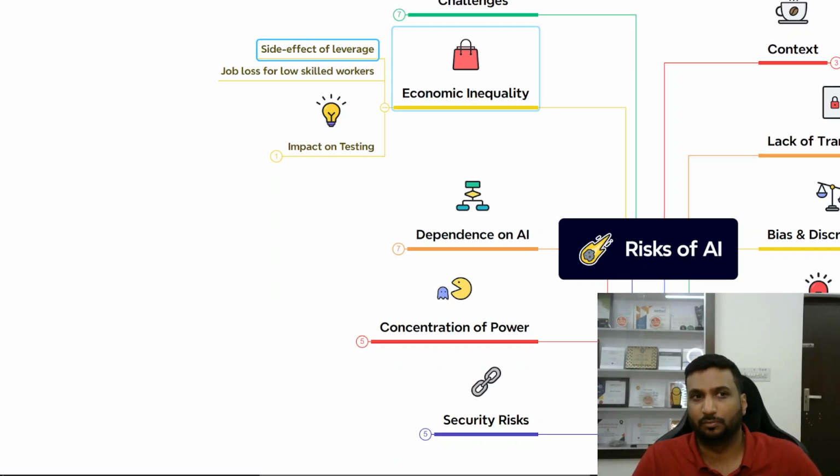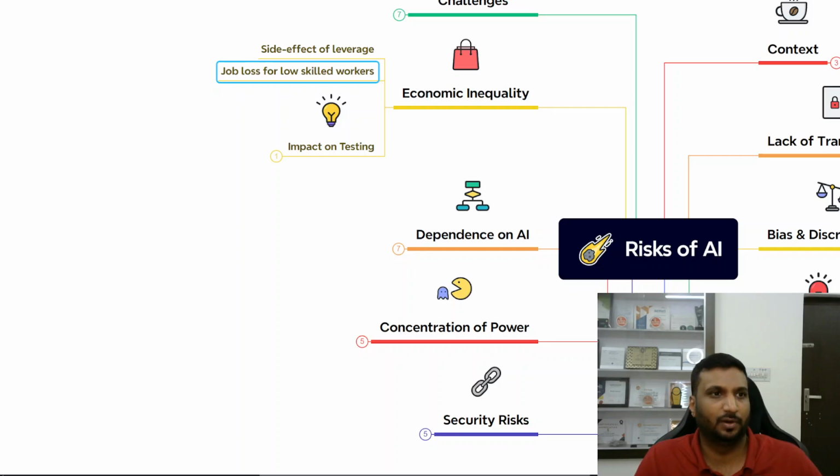Side effect of leverage. The next risk is economic inequality, where the first point is that with AI, there is this leverage coming. One person can do a lot of things, and leverage is a pretty tricky concept. AI gives you a lot of leverage. You can now blog, create images, do anything with AI. People who can take maximum benefit of leverage will certainly find more value. People who leverage AI and use it to create meaningful systems will certainly find good work.